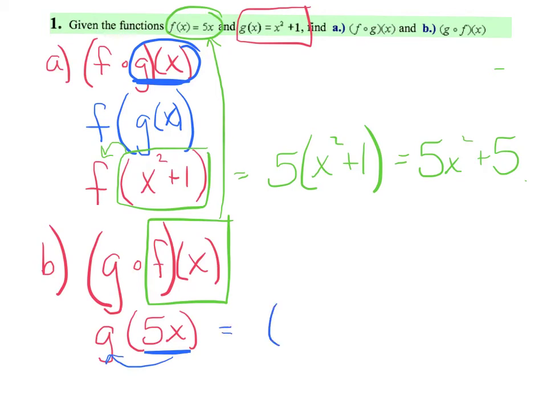Okay, so I've got 5x squared plus 1. Every place I see that x, I'm substituting it in. Now, let's be smart. When we have stuff in parentheses and there's no plus or minus, we're just going to square everybody we see. So this becomes 25x squared plus 1.